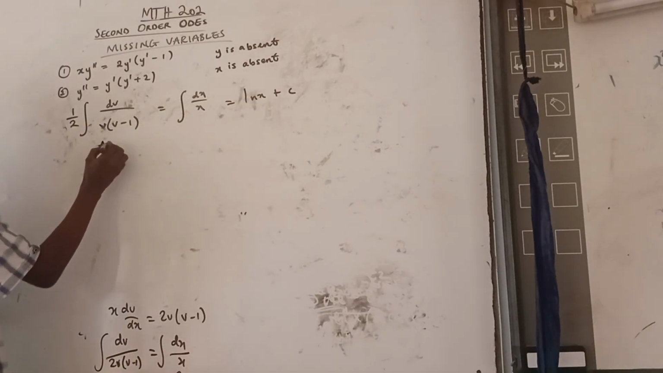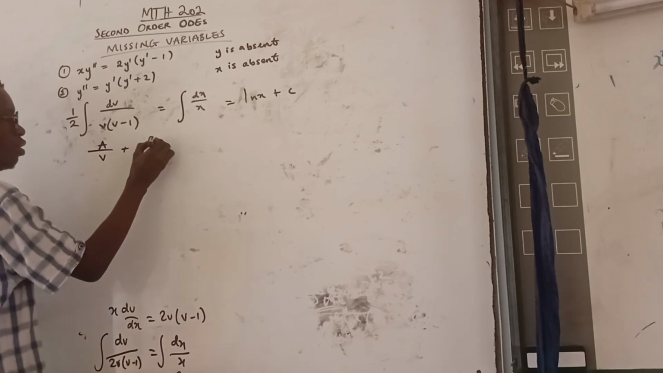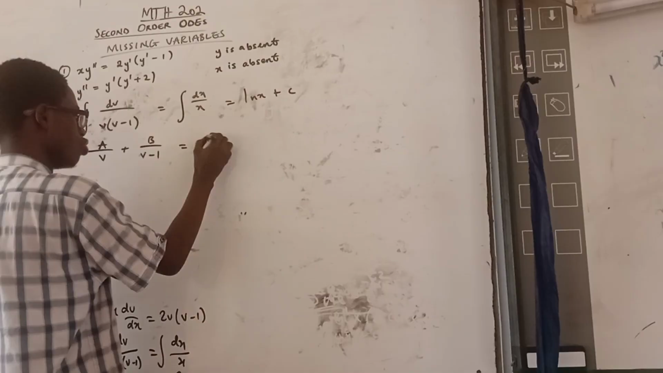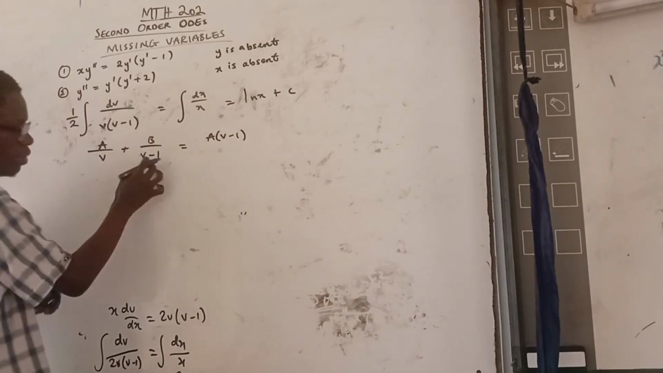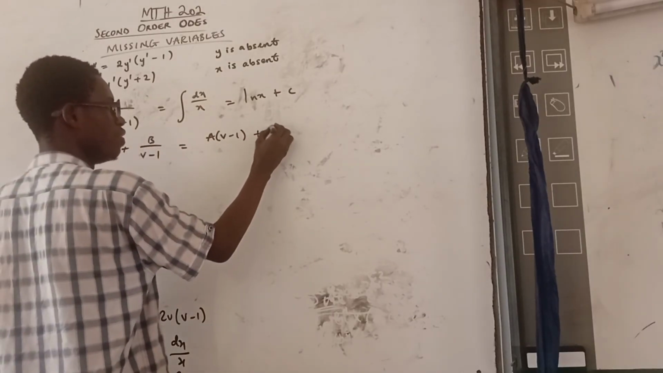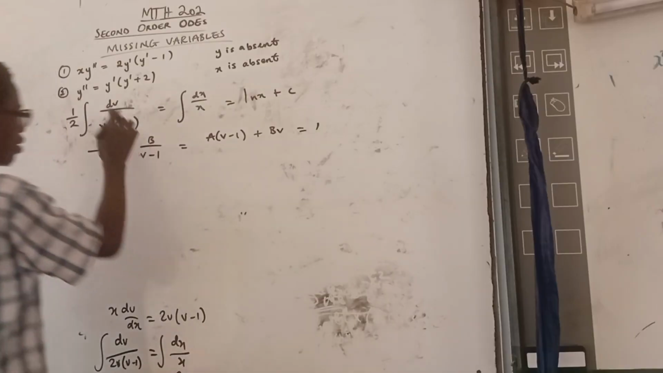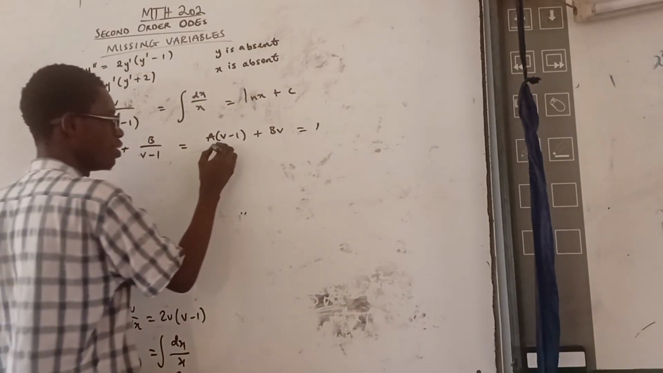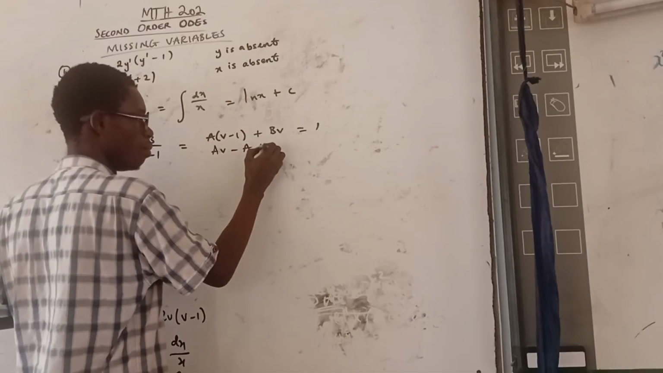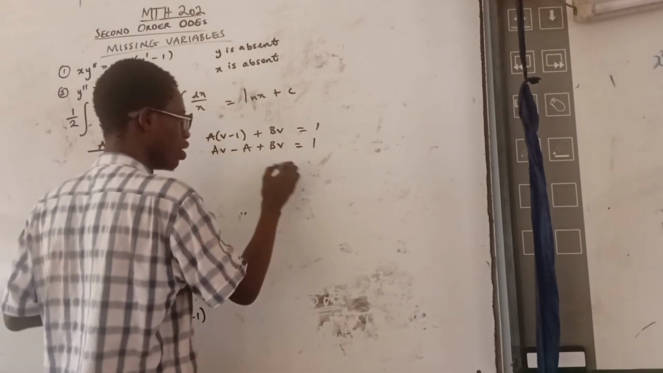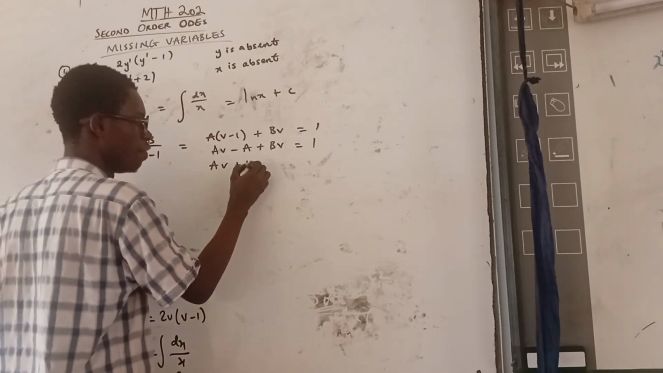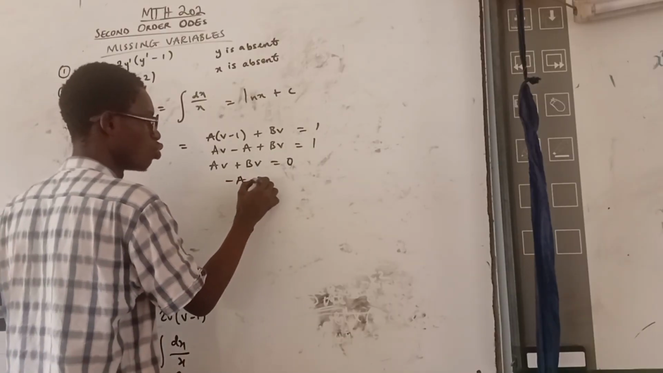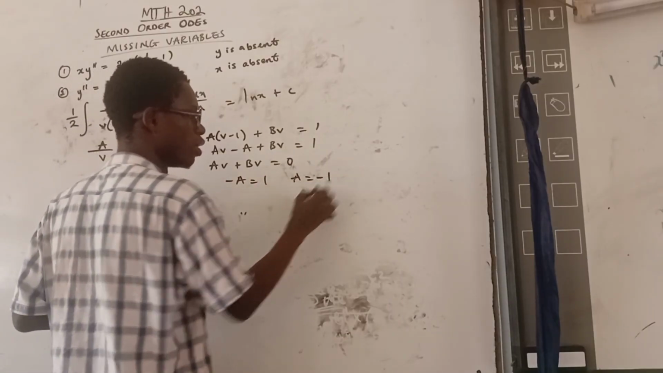We have a over v plus b over v minus 1. So it is going to give us a into bracket v minus 1, a times this, b times this, plus bv, and it must be equal to 1, since what is up here is 1. That means av minus a plus bv equals 1. Let's compare. Av plus bv, there is no function of v here, so that is equal to 0, and minus a equals 1, which means a equals minus 1.